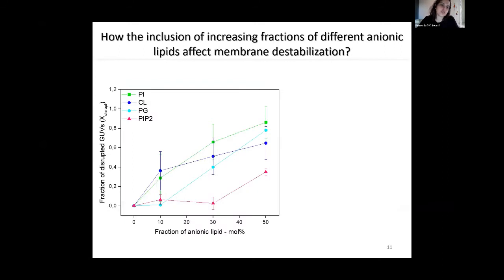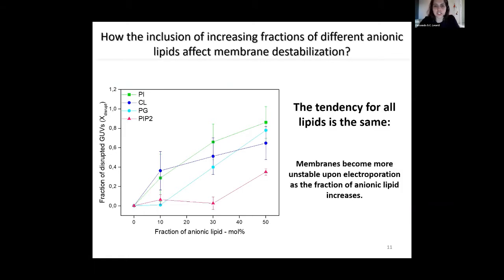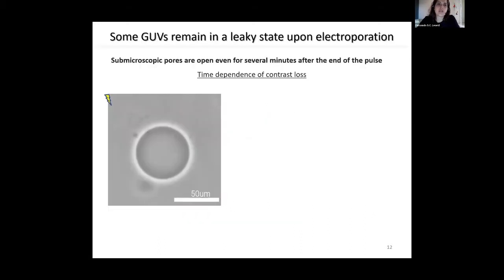So this figure shows the fraction of disrupted UVs as a function of the fraction of anionic lipids in the membrane. And the tendency here is very clear. We can see that the membranes become more unstable upon electroporation as we increase the fraction of anionic lipids in the membrane. As I mentioned before, some UVs remain in this leaky state upon electroporation, and that reveals that some submicroscopic pores are still open even for some minutes after the end of the pulse. So we decided to investigate the time dependence of this contrast loss for those leaked UVs.